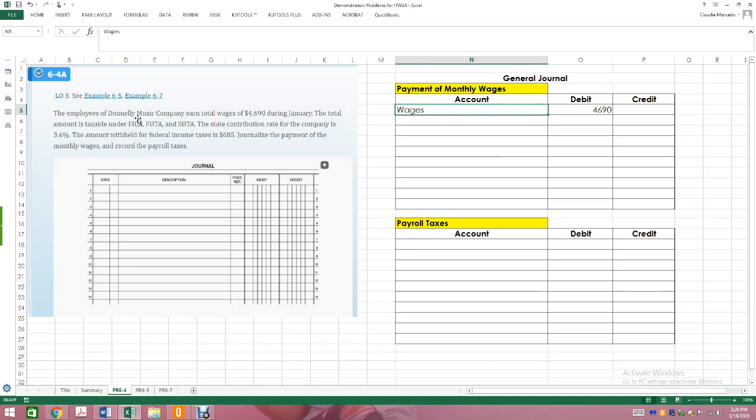Now, it doesn't tell us how many employees we have, none of that. It doesn't give us any detail. It just tells us that we have employees and we paid them that amount. So we're going to run with that.